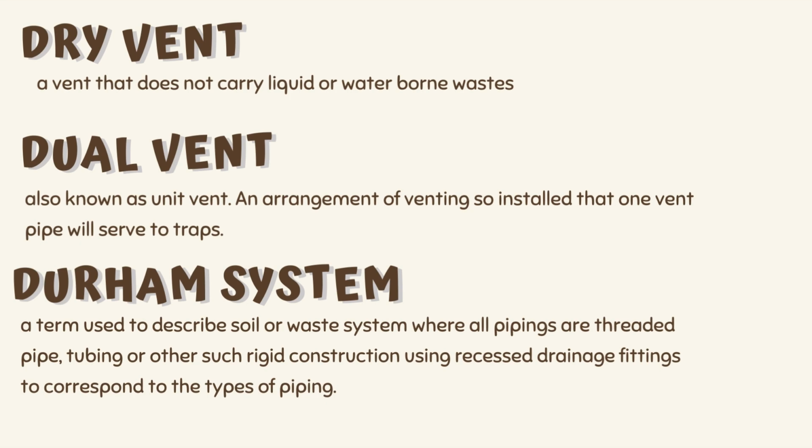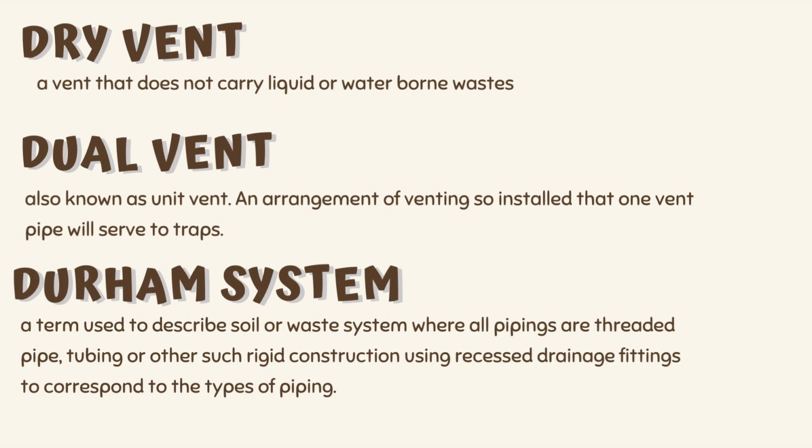Dual vent. It is also known as unit vent. An arrangement of venting so installed that one vent pipe will serve two traps. Durham system. It is a term used to describe soil or waste system where all piping are threaded pipe, tubing, or other such rigid construction using recessed drainage fittings to correspond to the types of piping.